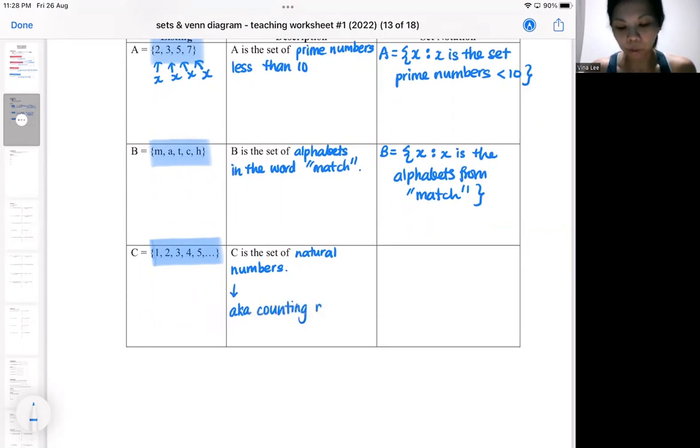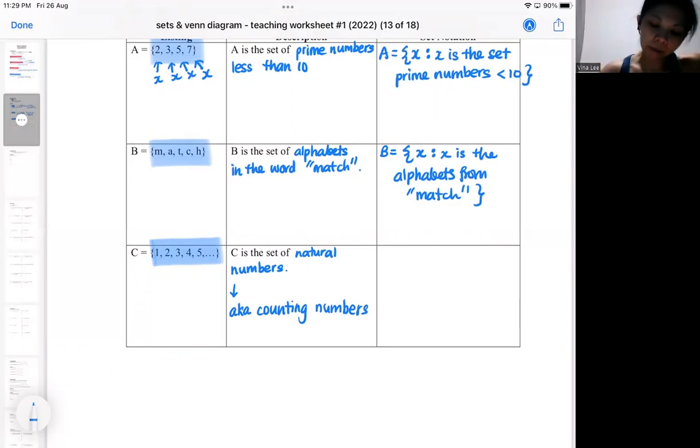So for example, if you count the number of pens in your pencil case, you will count 1, 2, 3, 4. As you take out, you will count 1, 2, 3. You will not start counting with 0. So that's why 0 is not a natural number. We don't count naturally with 0. So natural numbers are counting numbers. And obviously, we also don't count with fractions. We don't count with decimals. So when we count items, that number that we use to count is called natural numbers.